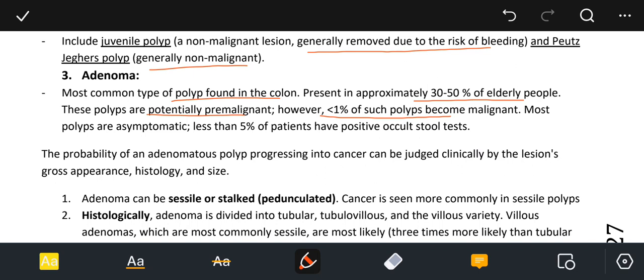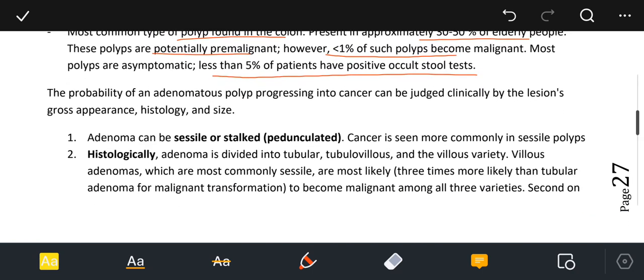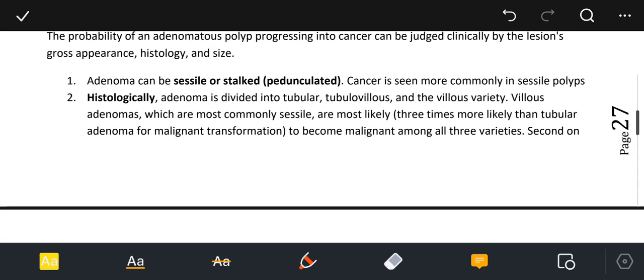Most polyps are asymptomatic. Less than 5% of the patients have positive occult stool tests. The probability of an adenomatous polyp progressing into cancer can be judged clinically by the lesion's gross appearance, histology, and size. Adenoma can be sessile or stalked, that is pedunculated.